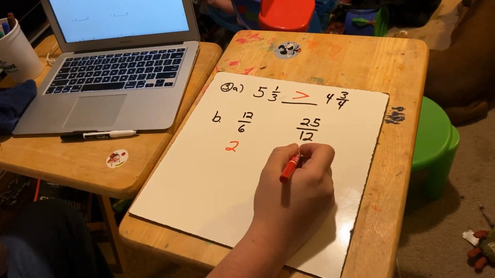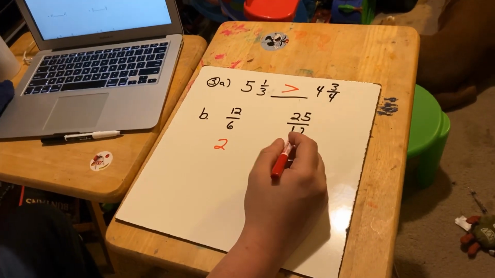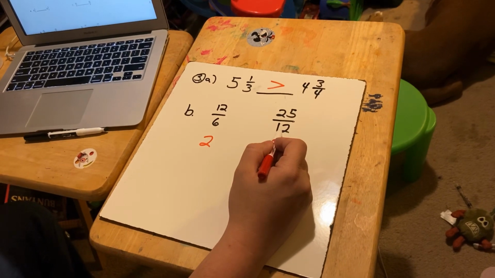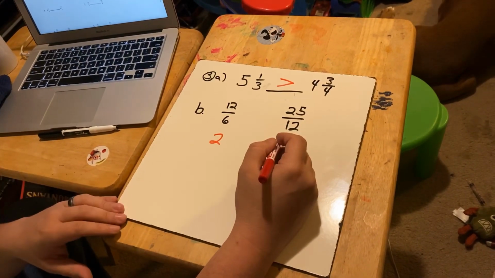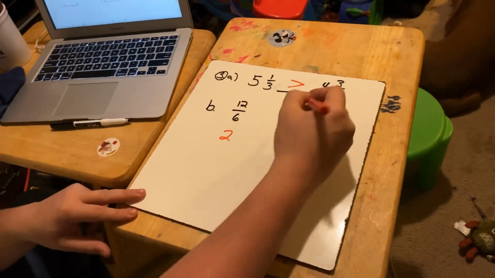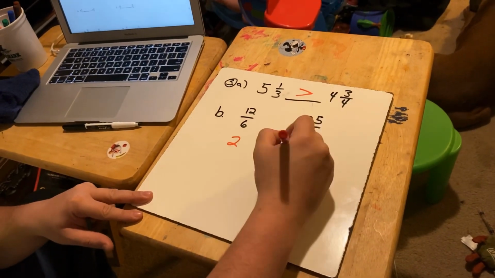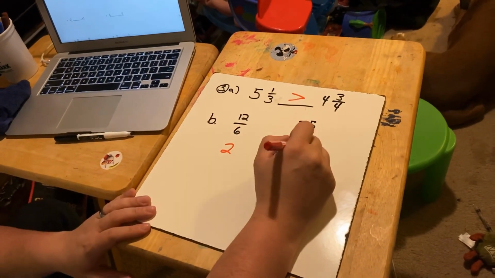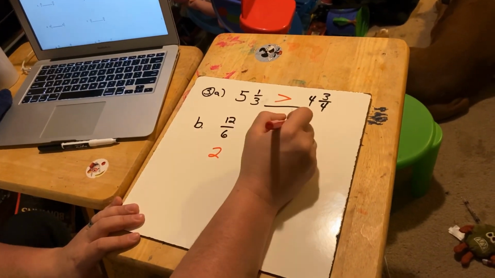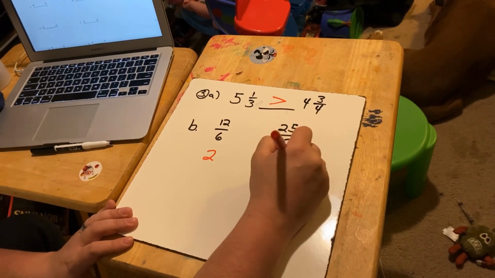And let's look over here. Once again, we're just using benchmark fractions. 12 twelfths make 1 whole. 12 times 2 is 24 twelfths make 2 wholes. And this is greater than 24. So this is going to actually be just 1/12 larger. So we know that this is 2, and this is actually 2 1/12.